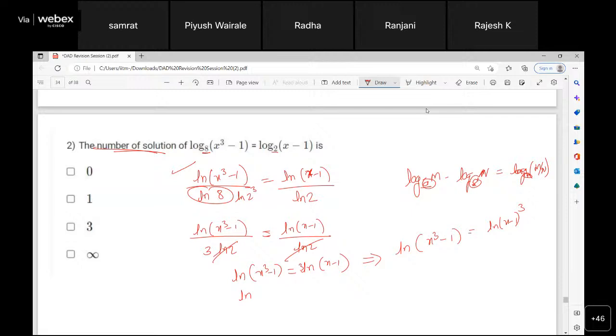Is a cube minus b cube equal to a minus b whole cube? No, right? a cube minus b cube is basically a minus b times a square plus ab plus b square, right? Correct. So what to do after that?